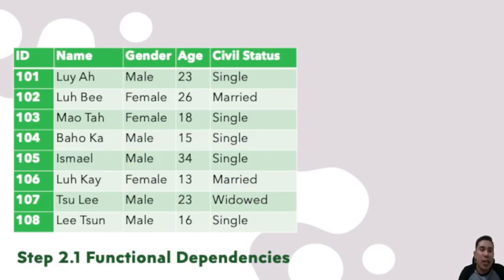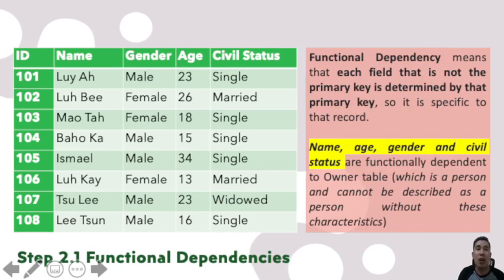Okay, so in second normal form, aside from identifying the partial dependencies, you also have to make sure that all of the fields in this particular table are functionally dependent. Meaning to say that, since this is an owner table, an owner, which is a person, cannot exist without its name, without its gender, without its age, and without its civil status. So that's what we mean by functional dependency, or these fields are functionally dependent on this table. So functional dependency means that each field that is not the primary key is determined by the primary key, so it is specific to that record.